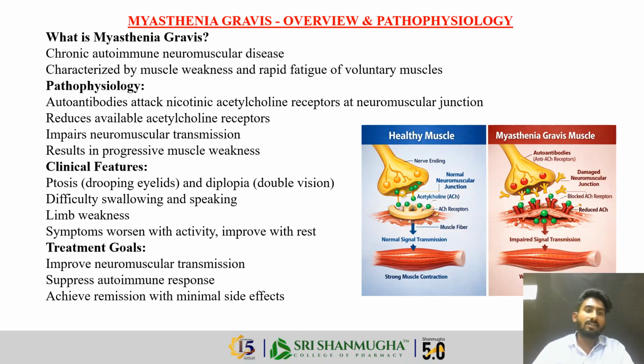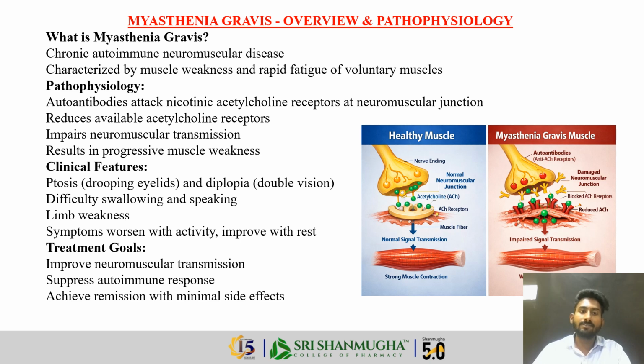What is the pathophysiology involved? Autoantibodies attack the nicotinic acetylcholine receptors at the neuromuscular junctions. They reduce the available receptors and impair neuromuscular transmission, which results in progressive muscle weakness in myasthenia gravis muscle. Then, what are the clinical features of myasthenia gravis?